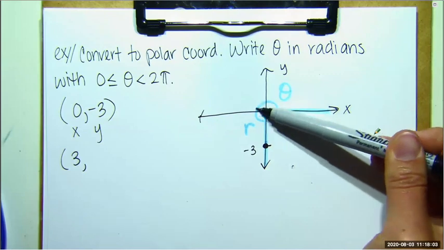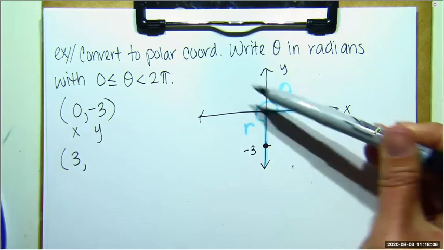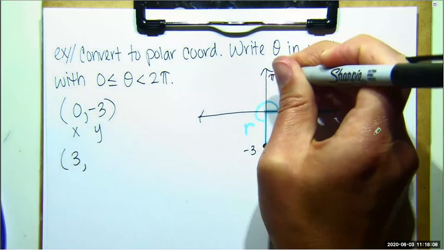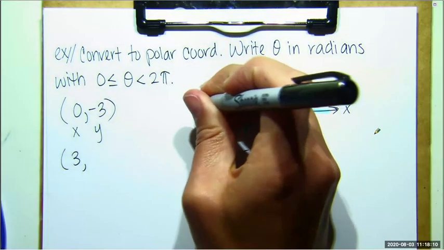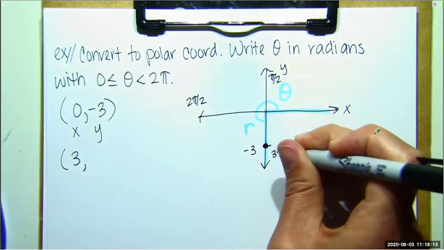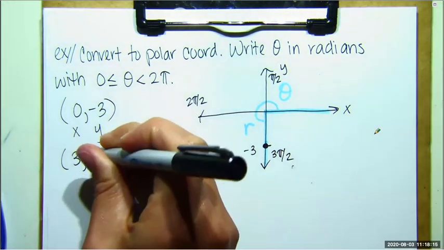Theta, theta is this angle. So we want to think in terms of radians. So we know this is pi over 2, 2 pi over 2. So that makes this angle 3 pi over 2.